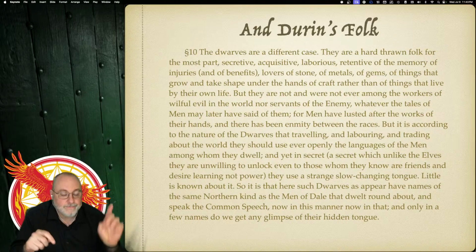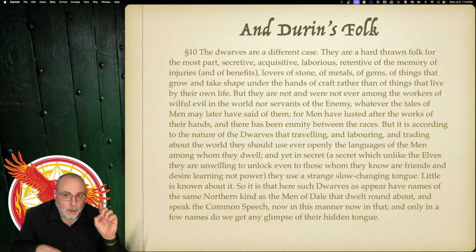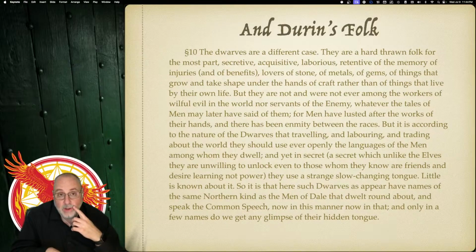Notice two things. First of all, his description in that second sentence of the dwarves does not utilize traditional anti-Semitic stereotypes.